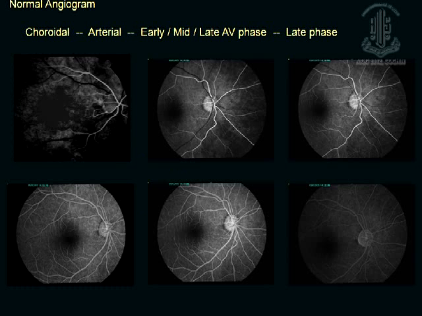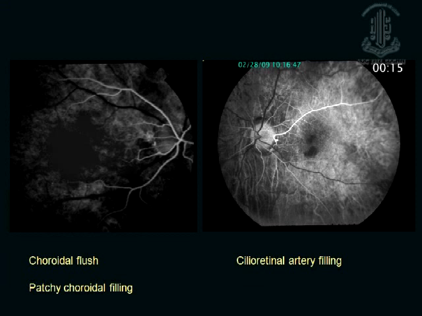We all know the different stages of a fluorescein angiogram. Once you inject the dye, it enters the choroidal circulation, then the arterial, arteriovenous, and the late circulations. Choroidal circulation is something which we often ignore to see, but it's important to give some importance to this because it is important, as we'll see in the next slide. It has a patchy filling which gradually becomes evenly filled out as we go during the course of the angiogram.